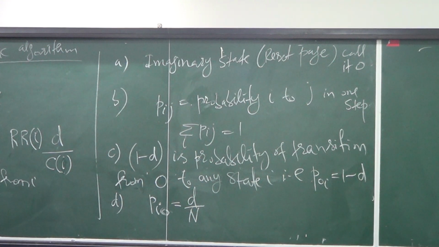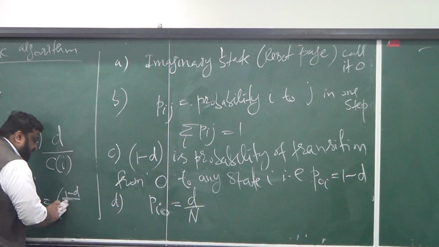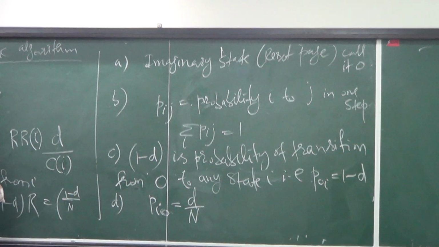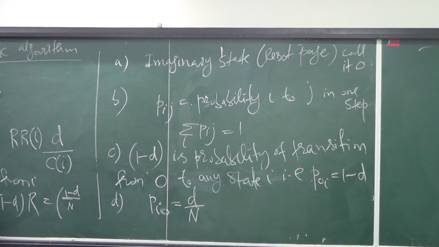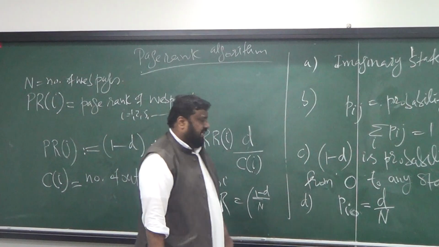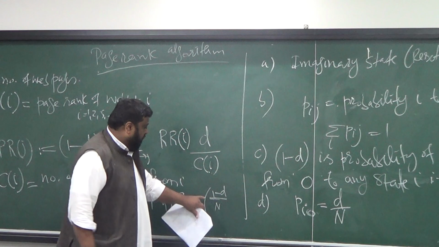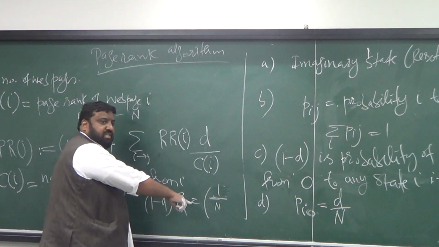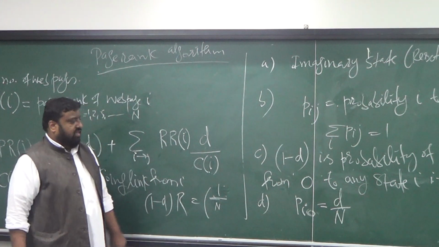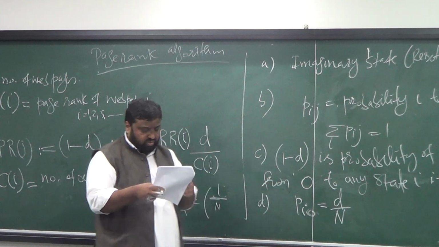Why should it be d over n? Think about it. Because that matrix R that I wrote previously contains every entry 1 over n, and you are multiplying 1 minus d with it. So the probability of transitioning from the imaginary state to any state i is, I must write it, 1 minus d over n, because if the R matrix that I wrote previously is 1 over n in each entry, then with 1 minus d it is going to be 1 minus d over n, and therefore Pi0 should be the reciprocal of it. Okay.